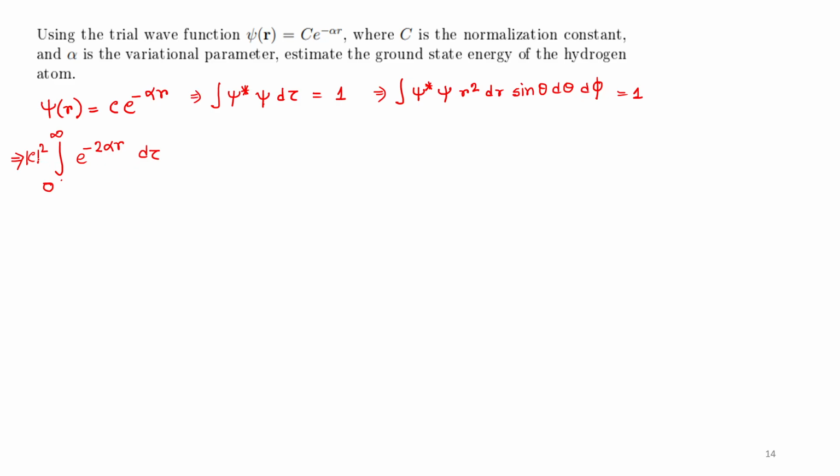So the c square e to the power minus 2 alpha r, and obviously d tau I will not write. Here I will write r square, right? R square dr. So this part is for r. What about the theta dependent part? Theta is going to be 0 to pi, right? Sin theta d theta. What about phi part? Phi can go from 0 to 2 pi d phi.